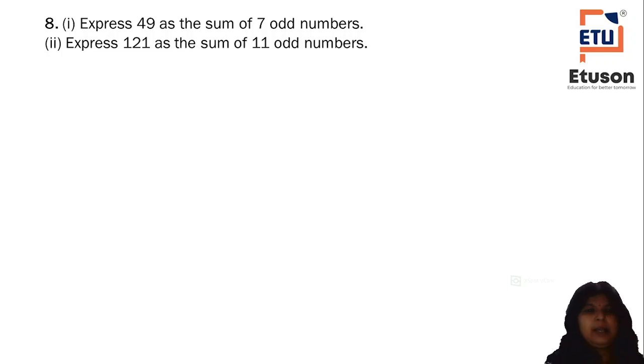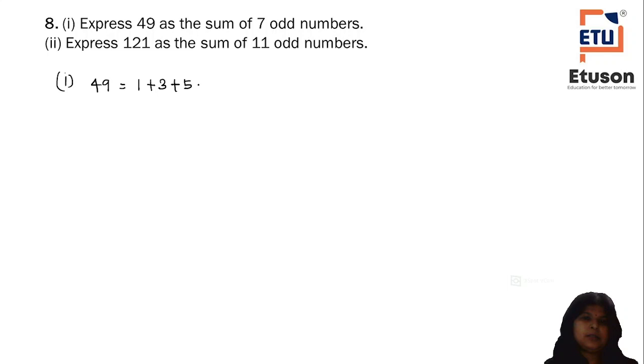Express 49 as the sum of 7 odd numbers. So just now we have done a similar kind. So 49 will be the summation of 7 odd numbers, that is 1 plus 3 plus 5 plus 7 plus 9 plus 11 plus 13. 1, 2, 3, 4, 5, 6, 7. Just you can confirm it.